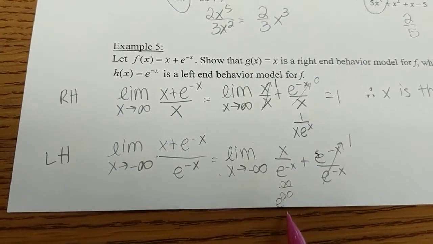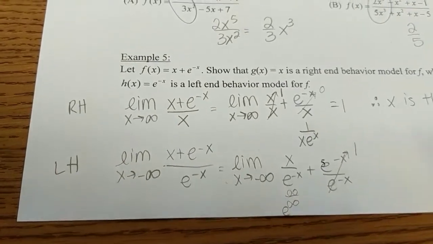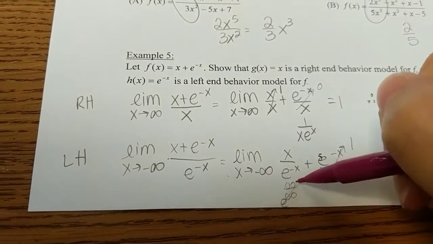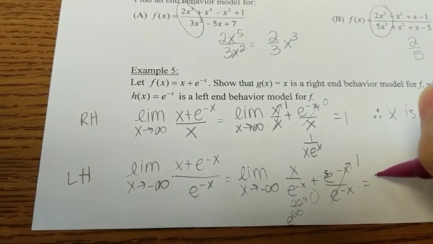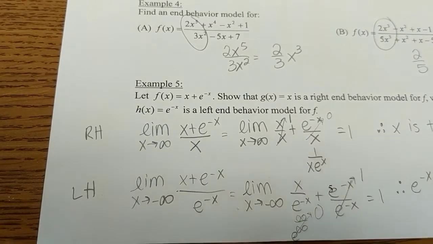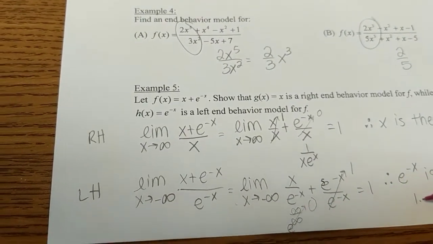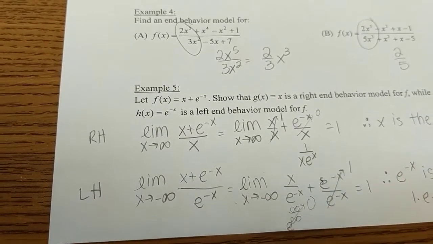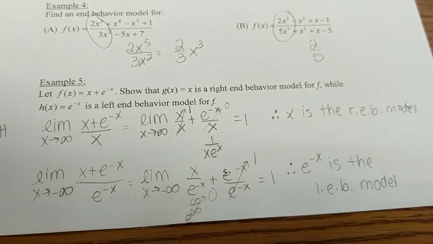This one grows faster. So again, we have a smaller value over a bigger value, which means that this whole thing is going to 0. So 0 plus 1 is 1. So therefore, e to the negative x is the left end behavior model. And you're done.